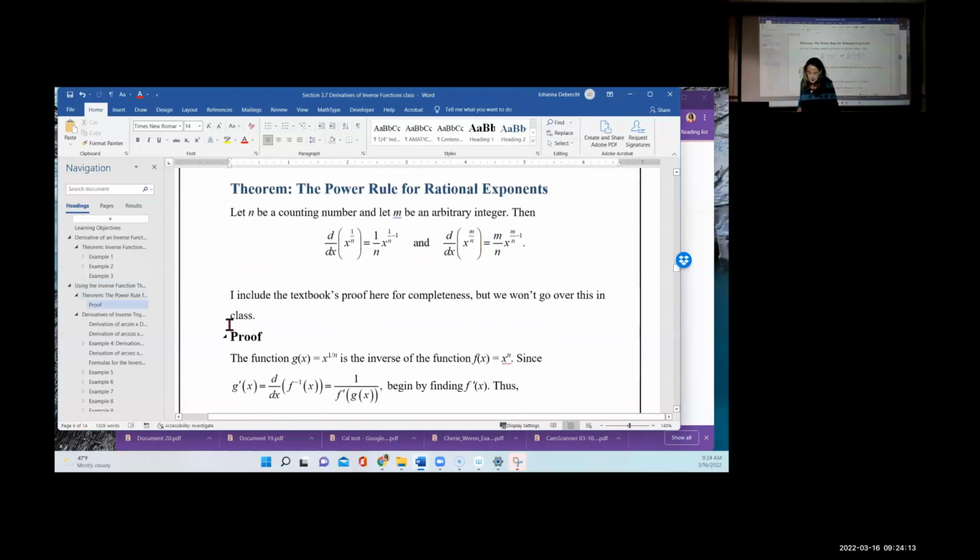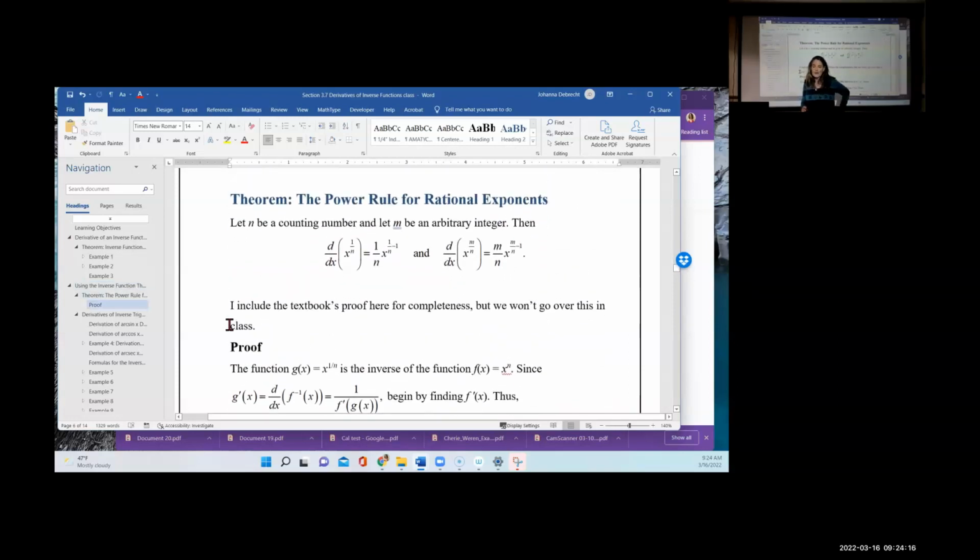There are 2 cases where it comes in handy. The power rule for rational exponents, which I've already given you. So you already have it, but the proof of it is right here. We're not going to go through the proof, but I include it for completeness in the notes. Basically, this just says if you have a fractional exponent, you can bring it to the front and subtract 1 from the fractional exponent. And the way to prove this formula is to use the inverse formula for derivatives.